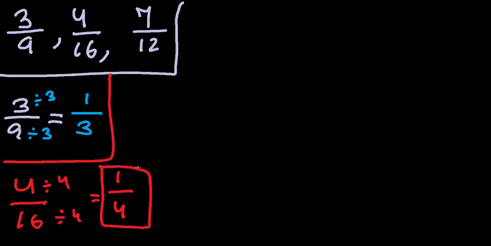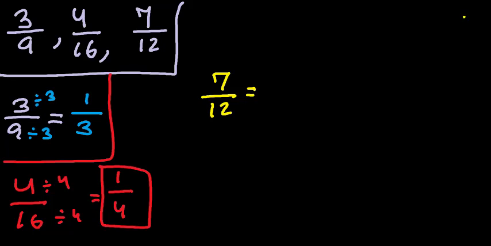Now let's work on 7/12. 7 goes into 7. Does 7 go into 12? No. Actually, 7's a prime number, and if you don't know what prime numbers are, it's also in the factors video, which I've already listed up here in the icons. So 7 is a prime number, and its only factors are 1 and 7.